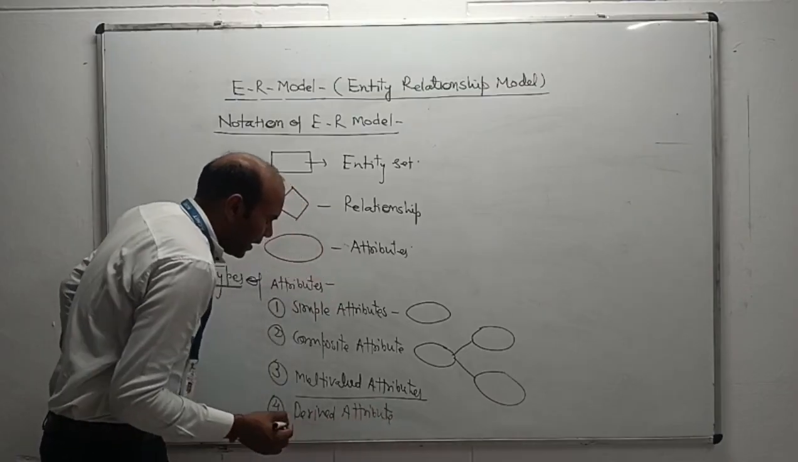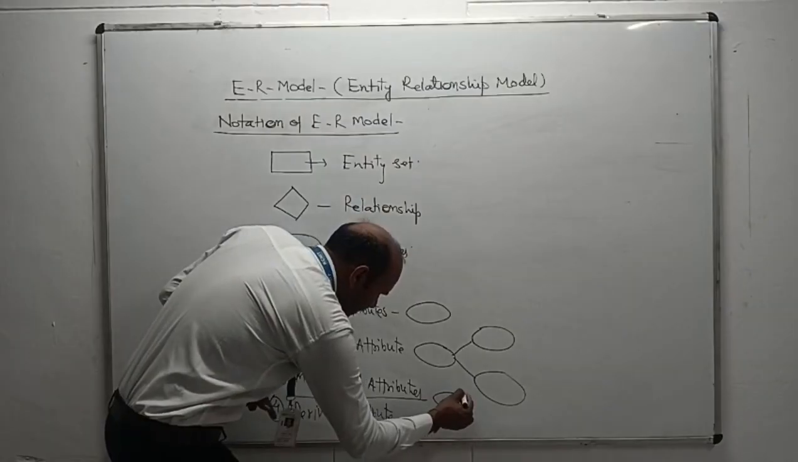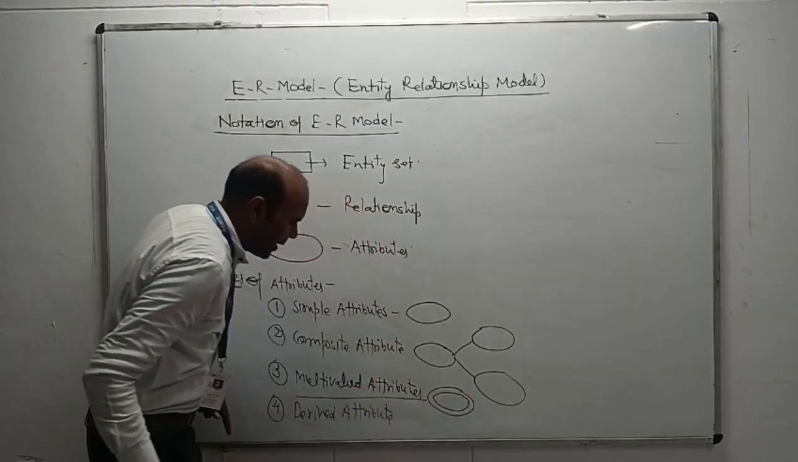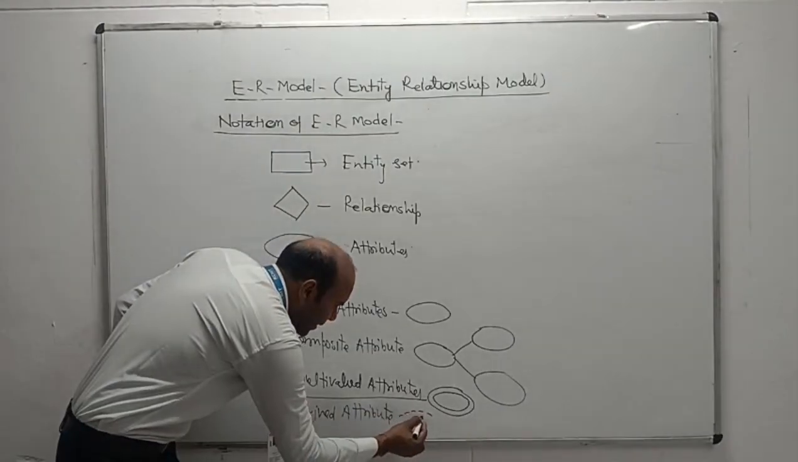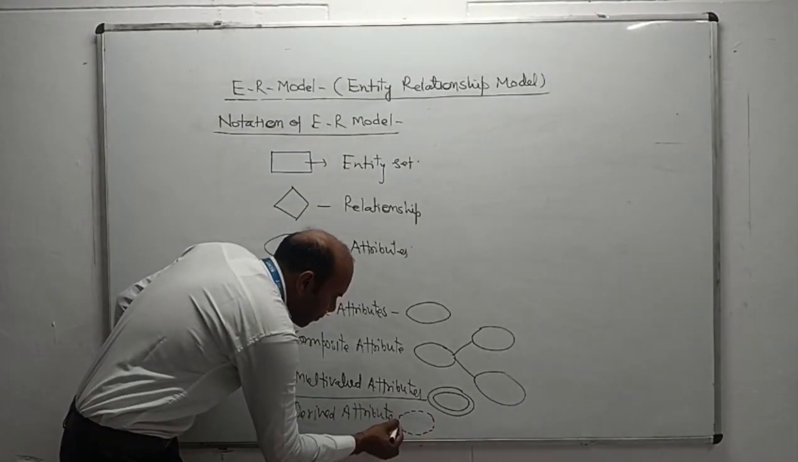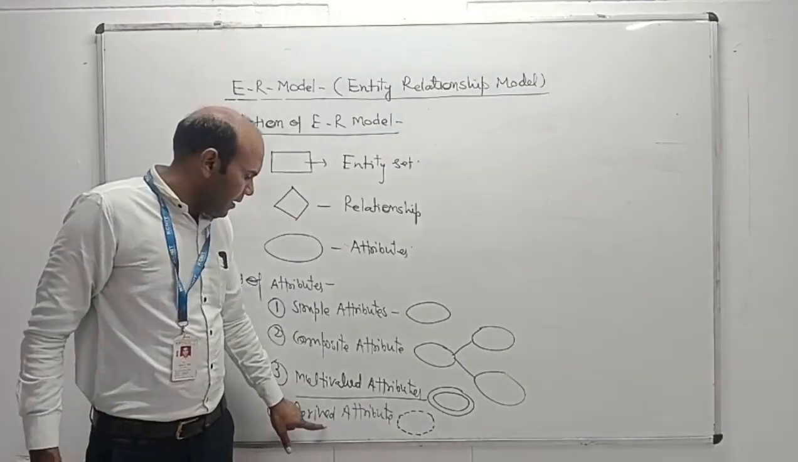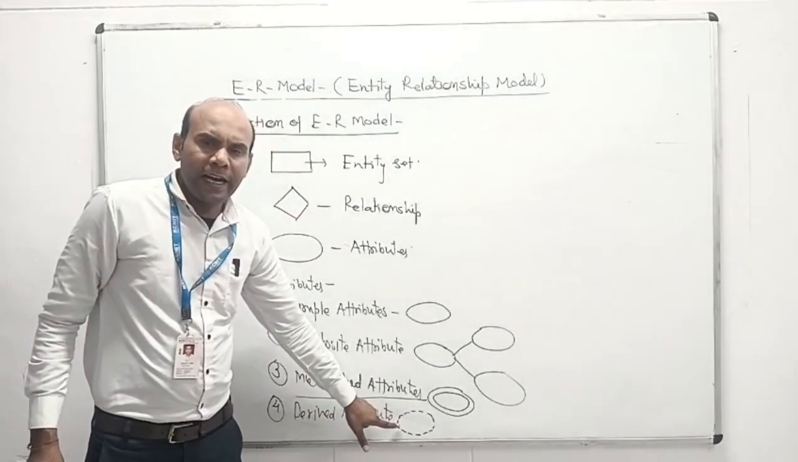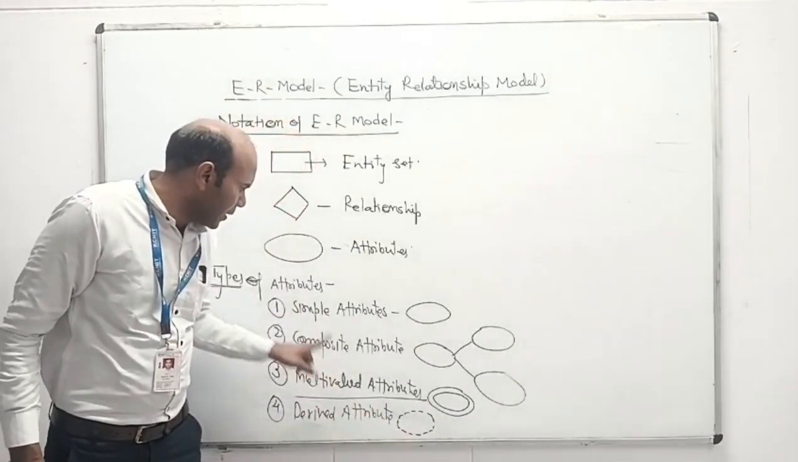Derived attribute. This is the notation of multi-valued attributes, and this is the notation of the derived attribute, which is derived from other attributes, like an age attribute derived from the date of birth. So this is the derived attribute.